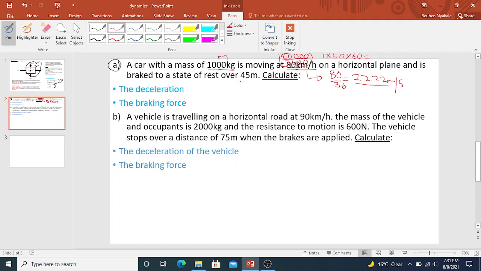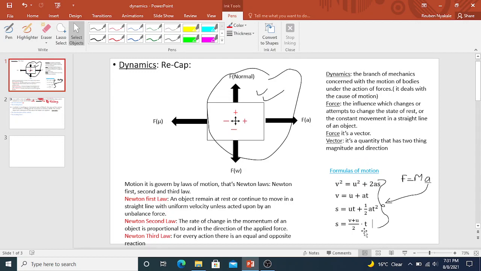Then we are having the displacement as well. We are given the displacement, it is 45. They want us to calculate the deceleration. The deceleration will use the formulas of motion like I indicated. You don't just pick up a formula, you check the data that is given. Then you will select the formula that suits the given data.